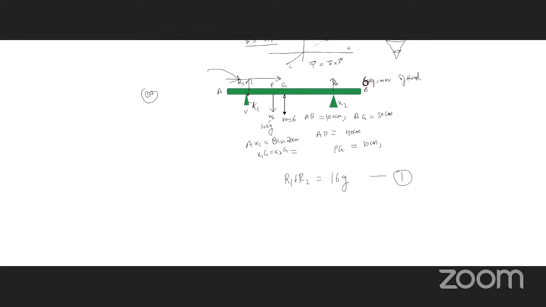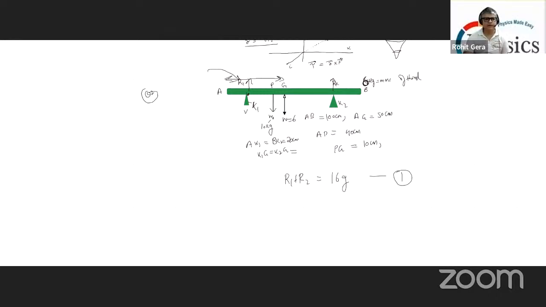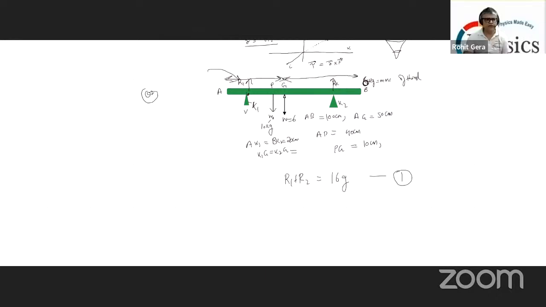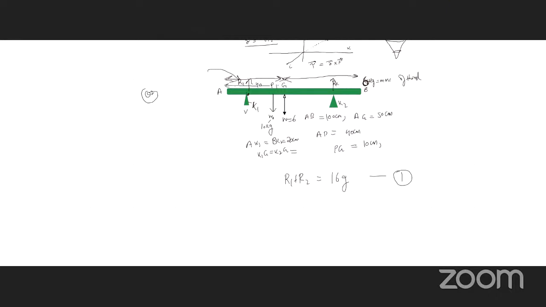This is 50. 50, AG right? This is also 50. But AP is 40. Center है ना? हाँ जी. So this is 40. Okay. So how much is PG? 10. This is 50.